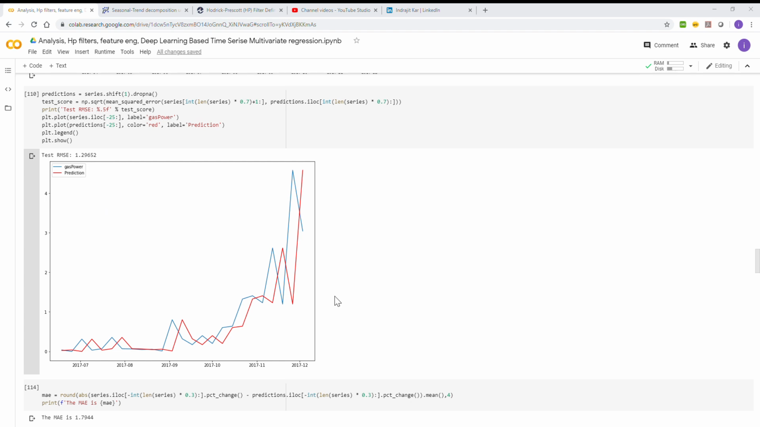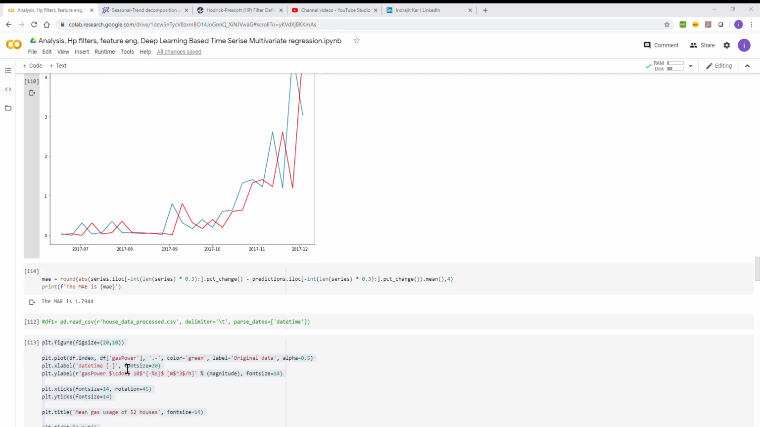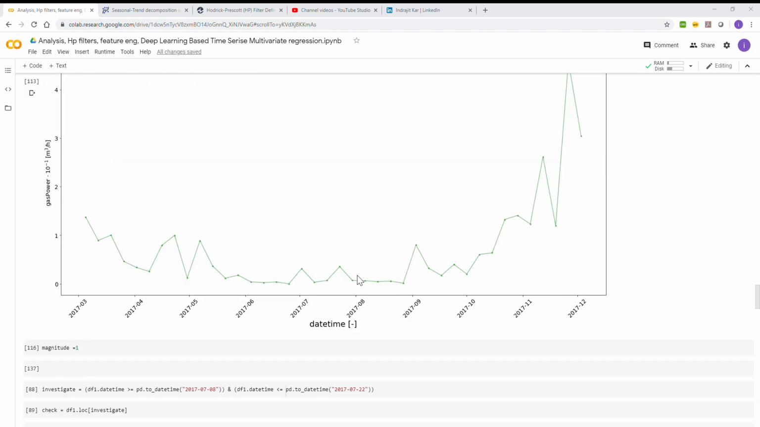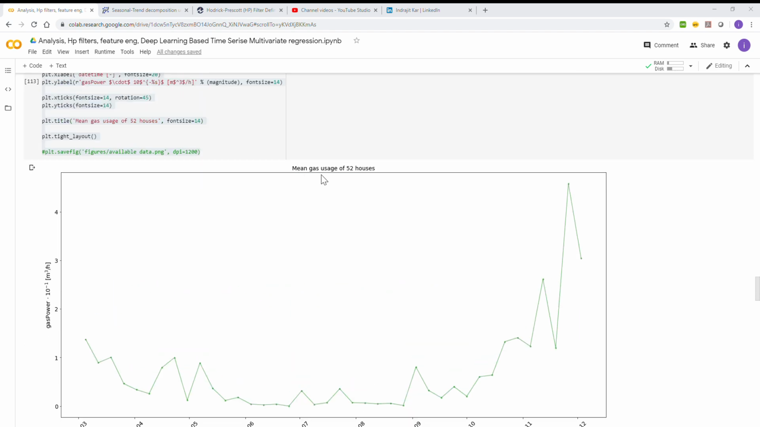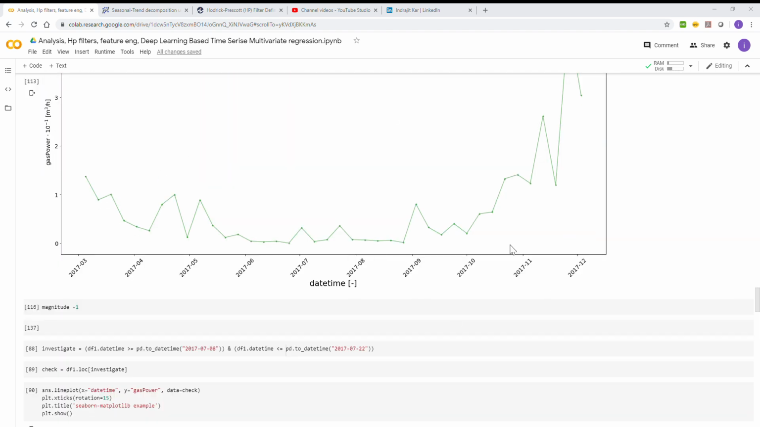Okay, now what I also see over here is I have used mean absolute error. I found a mean absolute error, and this is the predicted versus actuals. The gas power predicted pretty much follows the same effect as the actuals. I am going to show you a mean. So I'm taking a mean of gas usage of 52 houses. So this is also the same, right? Because this is what I have done over here. It's exactly the same, but I wanted to show you the actuals separately over here.